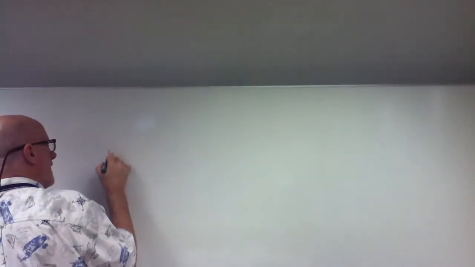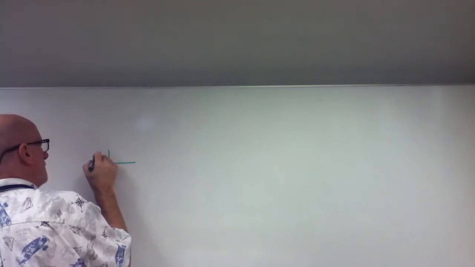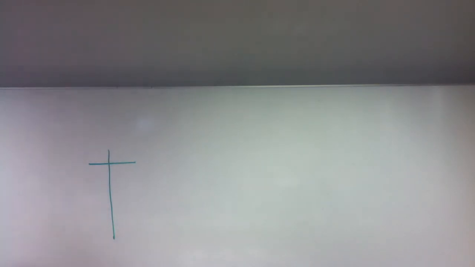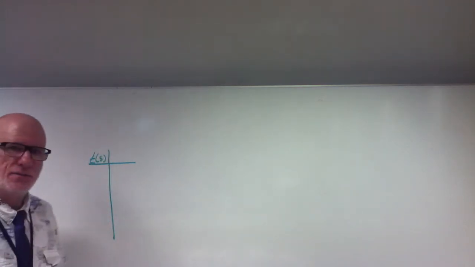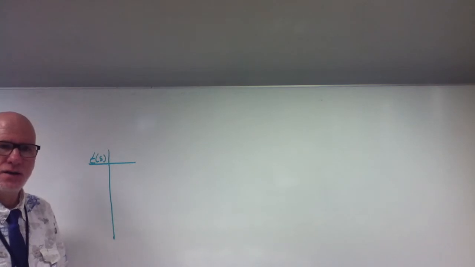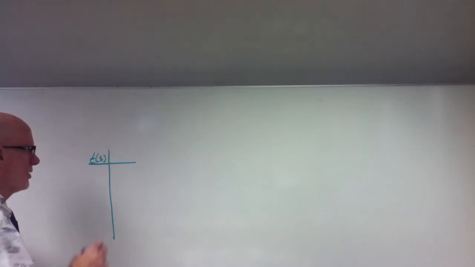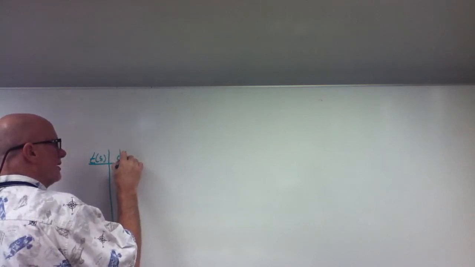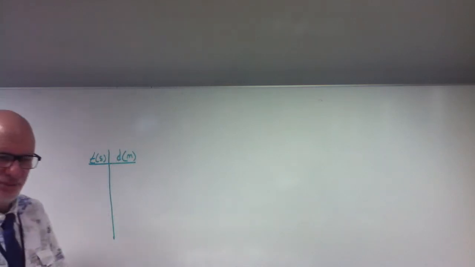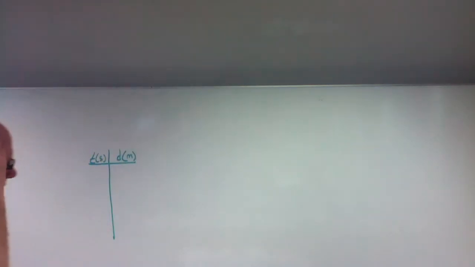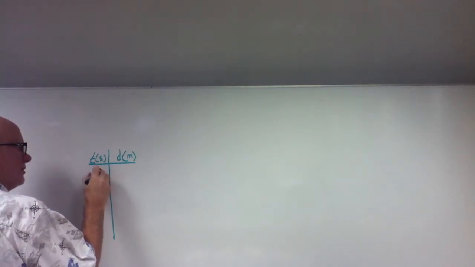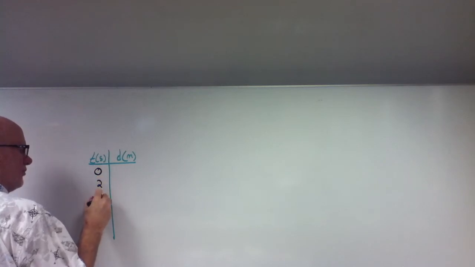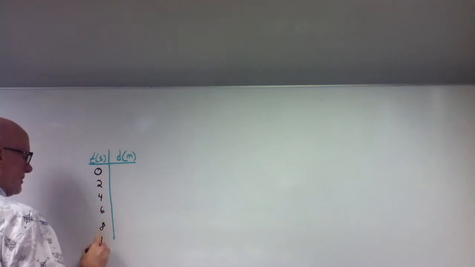Okay, so let's say I have a set of data. The x-axis is going to be time, and we'll say it's seconds. And the y-axis is going to be distance, and we'll say it's meters. Is that good? Yes. Now the time is going to be 0, 2, 4, 6, 8, 10.